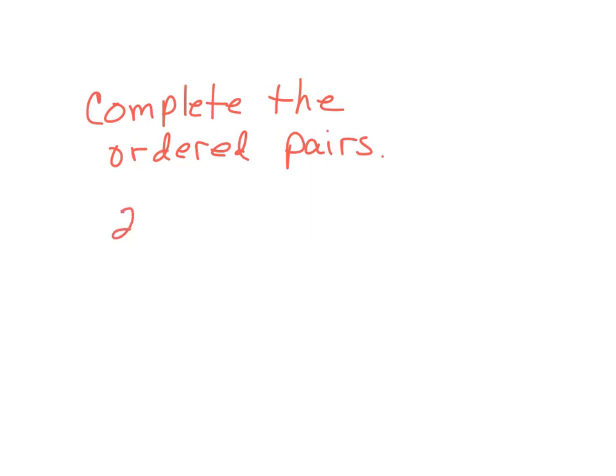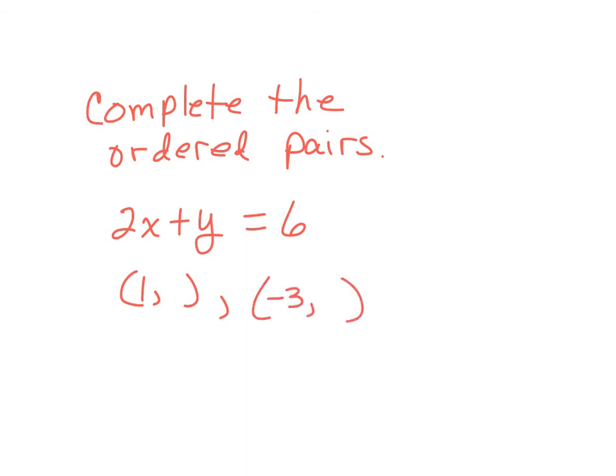And so you would have an equation, 2x plus y equal to, I don't know, let's say 6. And then I'd give you a part of a couple of ordered pairs. Like I might give you 1 comma blank. And I might give you -3 comma blank. And so your job is going to be to find the y that goes with each x. So you had some of these in your homework, right?